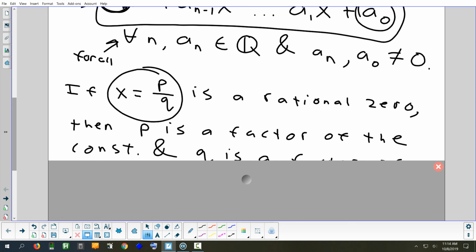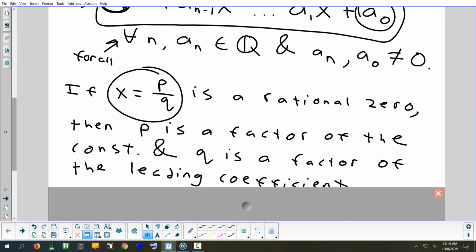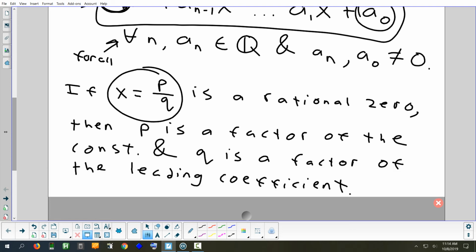P could represent all the factors of the constant. The constant is what's at the end, a sub 0. So P is the numbers that are the factors of the constant, and Q are the factors of the leading coefficient. So what we have to do is make a list of factors here. Remember, a factor is just a number that goes evenly into something, like the factors of 12: 1, 2, 3, 4, 6, and 12.